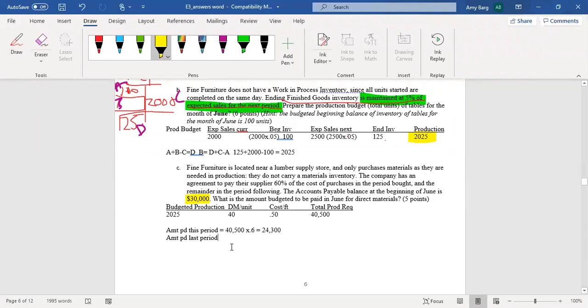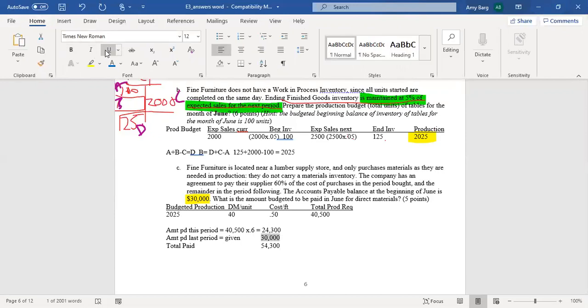So I'm just going to write that given so that it lines up nicely. Then the amount that we have to pay is just, hit the tab, 54,300. Just add those two things up, and that's what we have to pay for this period. And that's all this question is asking for.